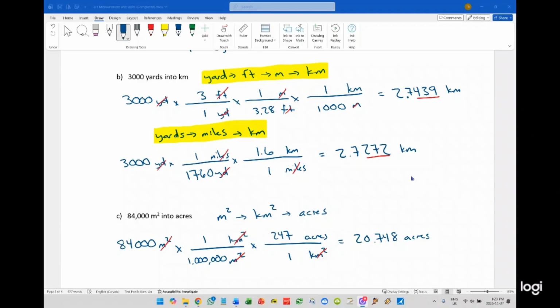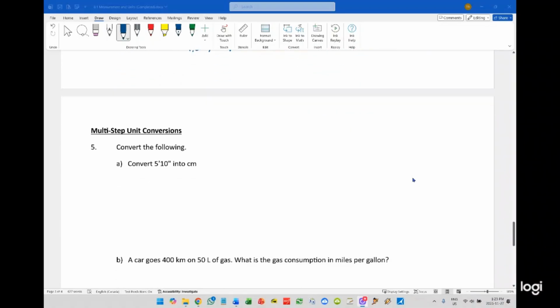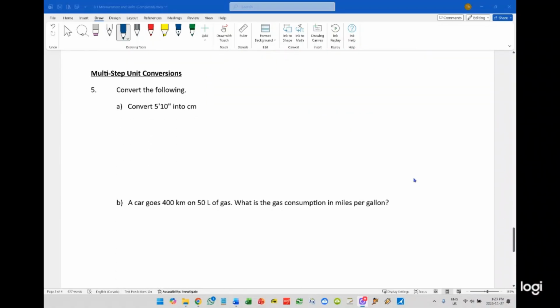Okay, just a couple more questions to finish things off here. Let's take a look at a couple of multi-step unit conversions. Some of them are going to be more obvious than others. For instance, here we've got convert 5 foot 10 inches into centimeters. So obviously there's some mixed units there. Let's see what that one looks like.